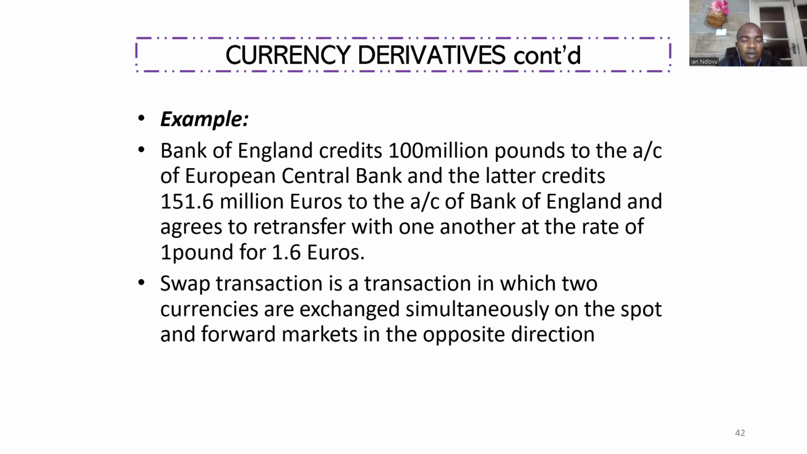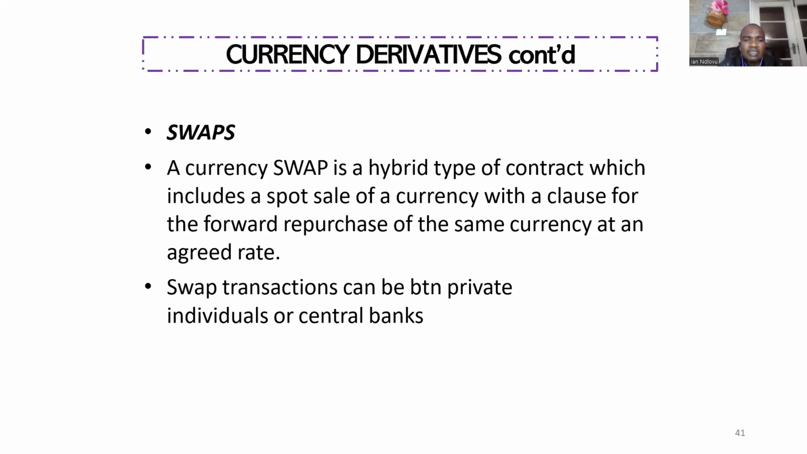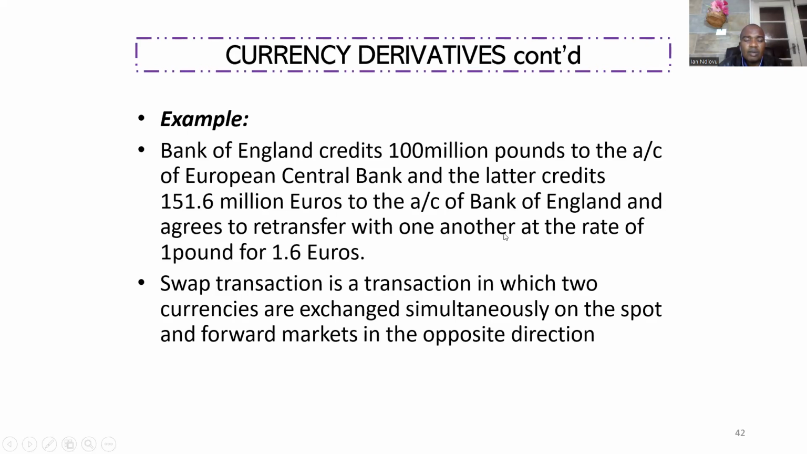So the £1 for 1.6 euros is like a forward rate, which is agreed at the time when the counterparties enter into this transaction. The counterparties in this case are the central banks of England and the European Central Bank. The Central Bank of England is called the Bank of England. So a swap is a transaction in which two currencies are exchanged simultaneously on the spot and forward markets in the opposite direction.